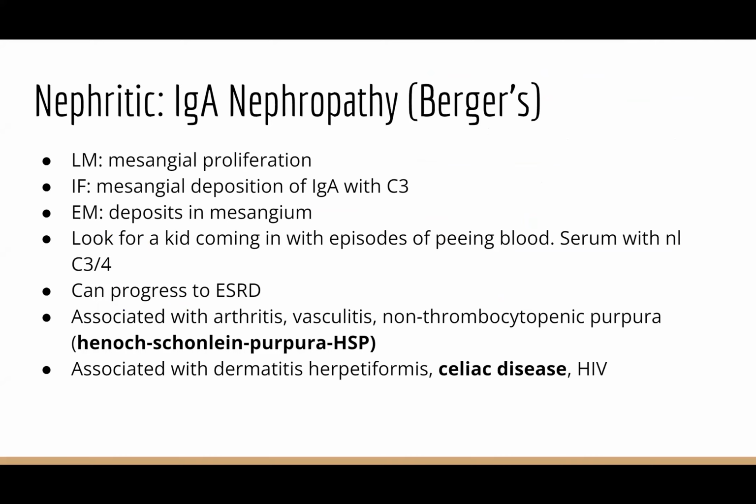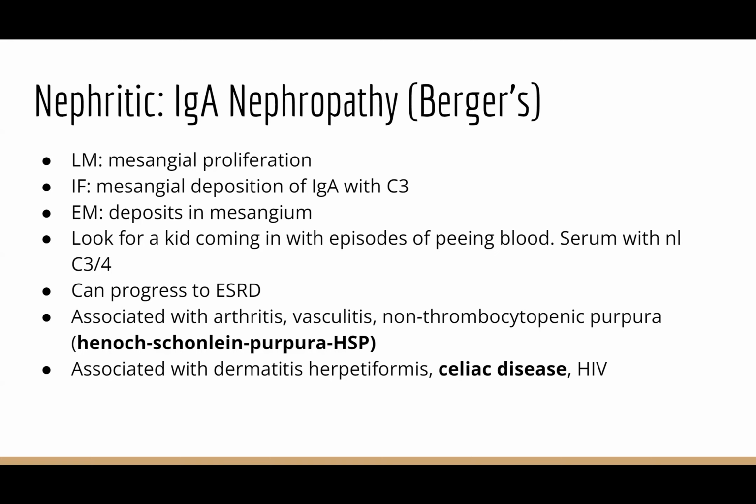Okay, now we're moving on to nephritic. So you're still getting the proteinuria, but it's going to be less than 3.5 grams. But this clinical presentation is going to be associated with hematuria, so bloody urine. People are coming in, they're peeing blood, and this is inflammation to the glomerulus that is leading to this. So IgA nephropathy or Berger's. This is all mesangial, so no matter if you're looking at light microscopy, immunofluorescence, or electron microscopy, it's all deposits in the mesangium. So you get proliferation, deposits of IgA with C3, and of course mesangium, again, deposits there.